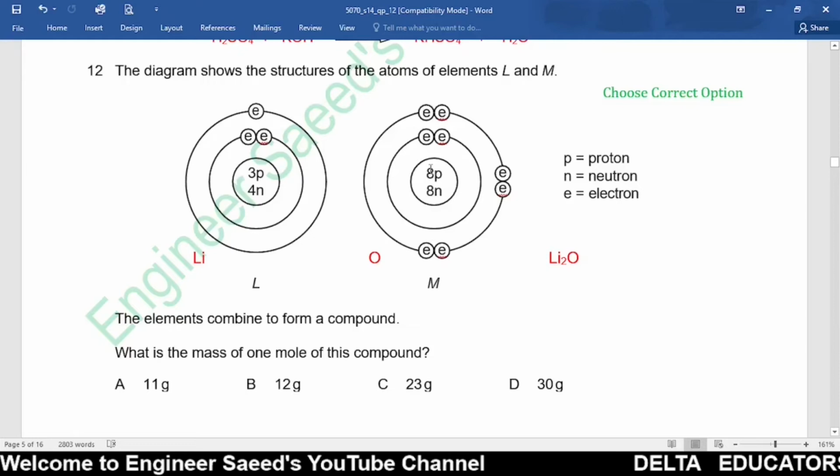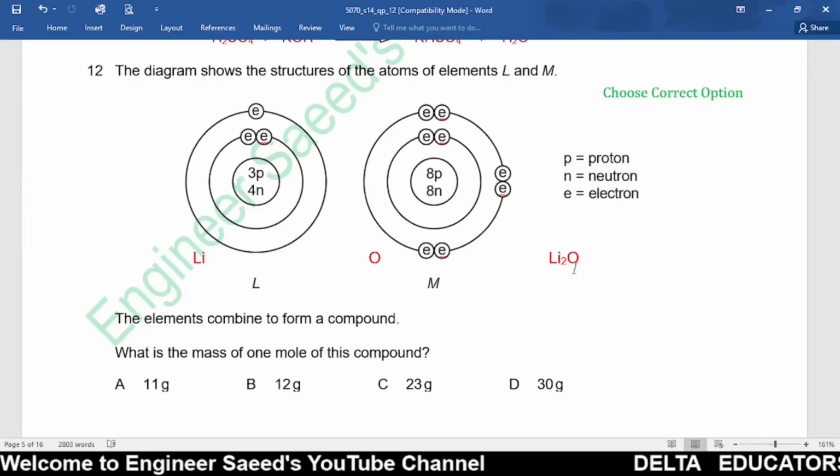In M, total number of nucleons are 8 plus 8, 16. And 16 nucleon number is for oxygen. So this L is lithium and this M is oxygen. Now this lithium belongs to 1A group and this oxygen belongs to 6 group. When lithium and oxygen react together, two lithium atoms will react with one oxygen atom. So here we will have the formula Li2O.